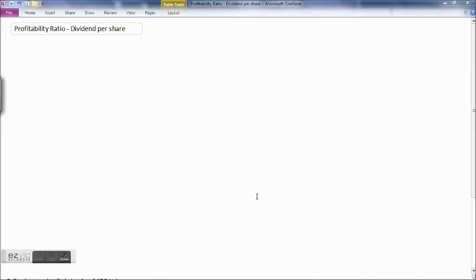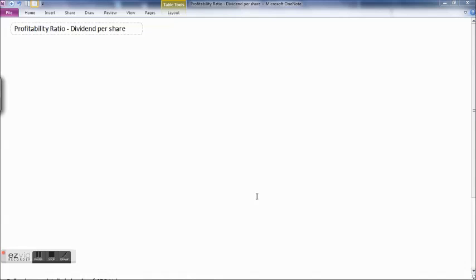Learning about profitability ratio. One of the important profitability ratios is earning per share, and one more is dividend per share. Profitability ratio is basically for the evaluation of the earnings of the company, from the point of view of equity shareholders. That is the main purpose of calculating a profitability ratio. It measures the profitability and operational efficiency of the firm.